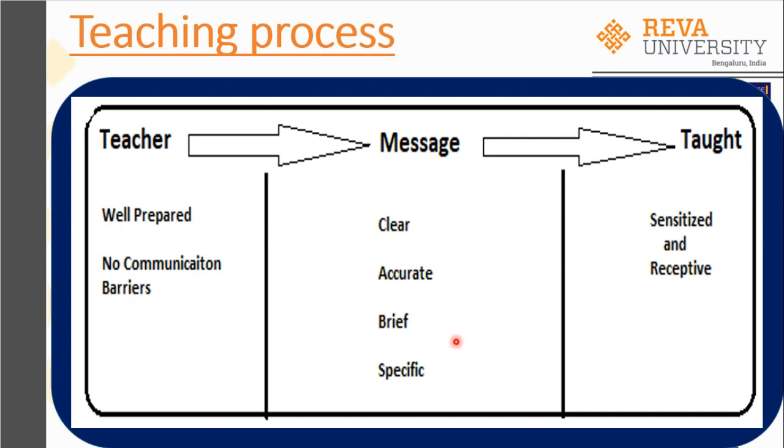Then communication barriers. A good teacher must have a very good communication skill. Otherwise, even if he has understood the concept, he will not be in a position to explain those concepts or to impart that knowledge effectively to the learners. So even if he has enough knowledge, he cannot impart that knowledge to the students unless he or she has a very good communication skill. Because the students cannot read the mind of the teacher, what is there inside the mind of the teacher, they cannot understand automatically.